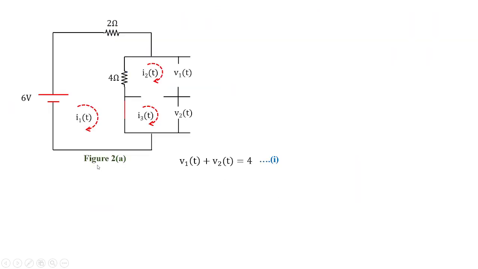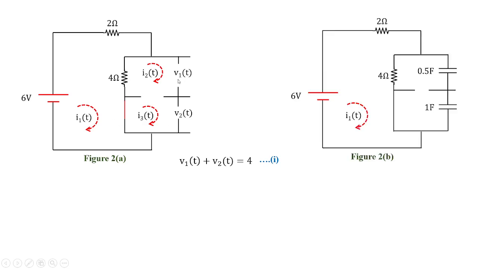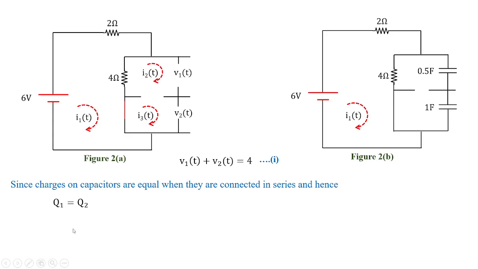Now this information what we have obtained, that is V1 plus V2 is equal to 4, from figure 2a. Actually the capacitors which are placed over here, which are in series, are shown in the practical diagram like this. Since the capacitors in series have the same charge, I can write Q1 is equal to Q2, hence C1 V1 is equal to C2 V2. With that I get the equation in terms of V1, V2 and C1, C2, which is given by equation 3.